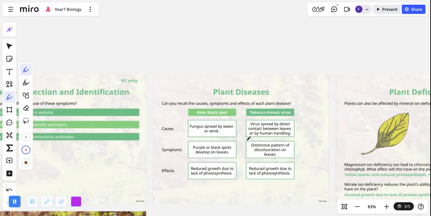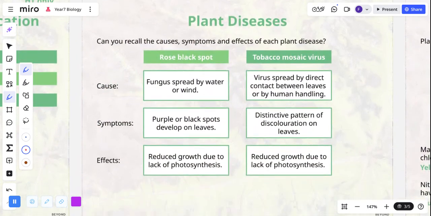All right, so here you've got rose black spot. These are the two that you need to know, okay? And these we will know by name: rose black spot on a rose plant, tobacco mosaic virus on a tobacco plant. Now, rose black spot, you can tell because you've got black spots on the rose. It's caused by fungus and it's spread by wind or water. And the symptoms, well, how do you know whether you've got rose black spot or not? You've got purple or black spots on leaves.